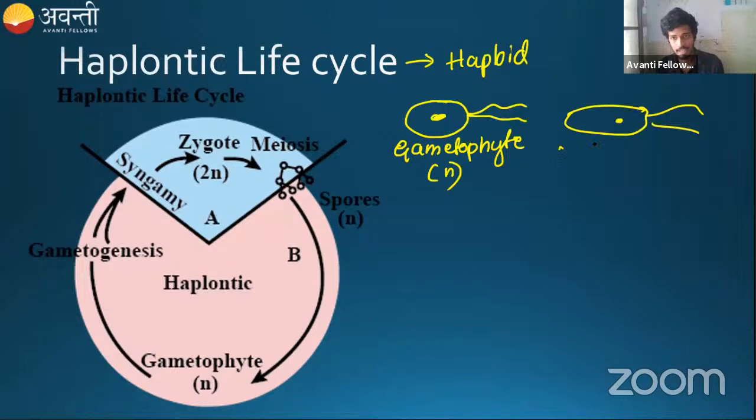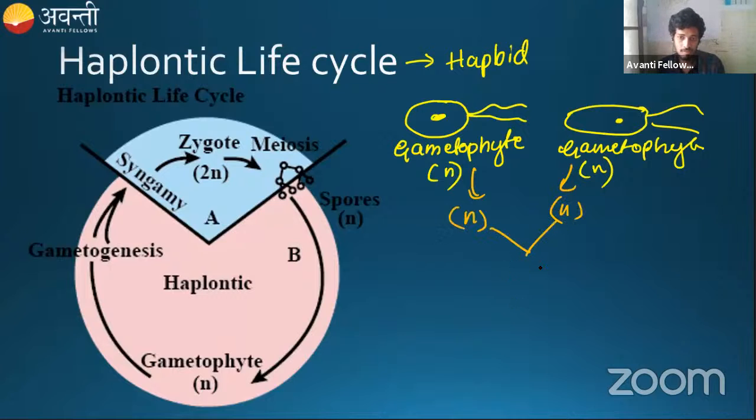This is also gametophyte only, also having N. Okay, so then what happens? This will produce the gametes. So that will be N only and N only. Then both of them will fuse and form a zygote.